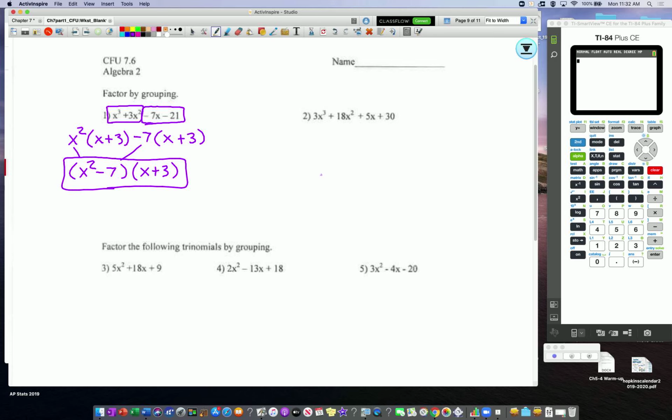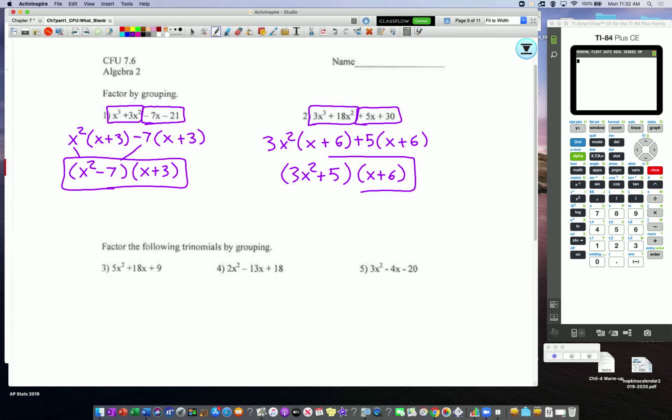Pretty simple. All right, do the second one, same process. Ask what they have in common. They have a 3 and an x squared, so I'm left with x plus 6. To factor out what the second group has in common, they share a 5, x plus 6. Notice how those are the same. So I have 3x squared plus 5 sets of x plus 6s. Lo and behold, got that one all taken care of.